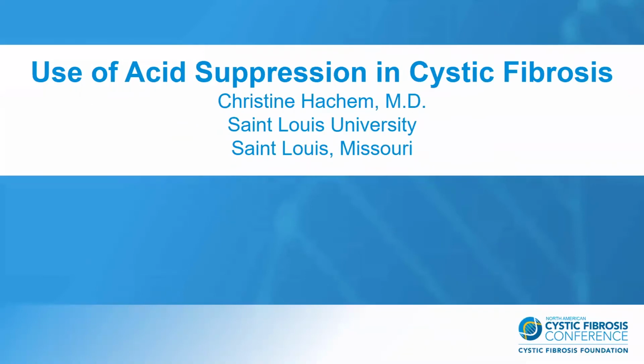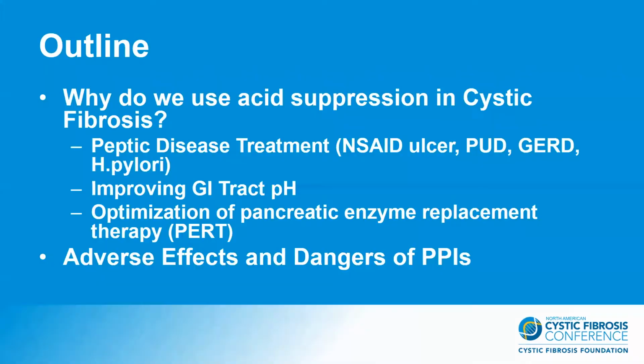Today I'll be talking about the use of acid suppression in cystic fibrosis. I have no disclosures. So today I'll be discussing why we use acid suppression in cystic fibrosis, specifically focusing on the medications such as proton pump inhibitors that we use. And indications include peptic disease treatments, such as for NSAID ulcers or peptic ulcer disease, gastroesophageal reflux disease, and H. pylori, how acid suppression can improve the GI tract pH and optimize pancreatic enzyme replacement therapy, but also potential adverse effects and dangers of PPI.